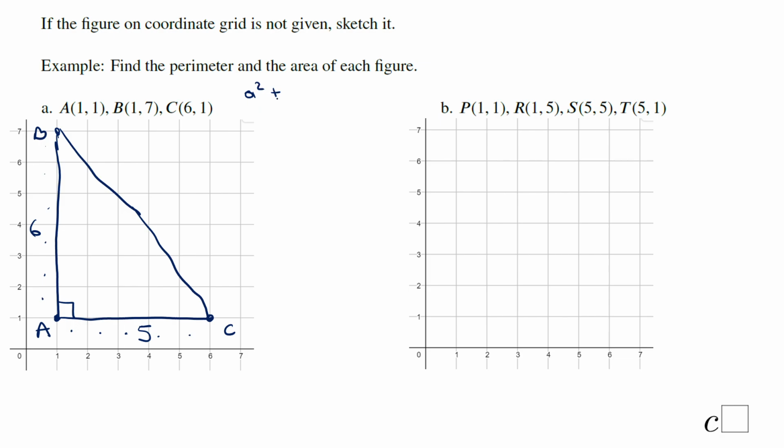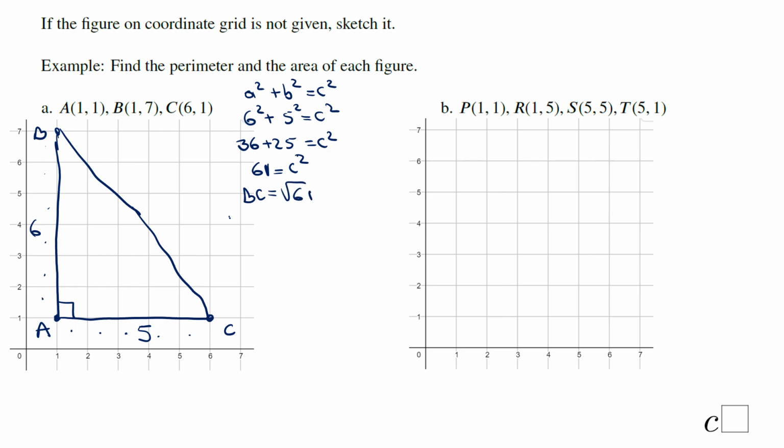A squared plus B squared equals C squared. So we're gonna have 6 squared plus 5 squared equal C squared. 36 plus 25 equals C squared. That will be 61 equals C squared. So BC will be square root of 61.